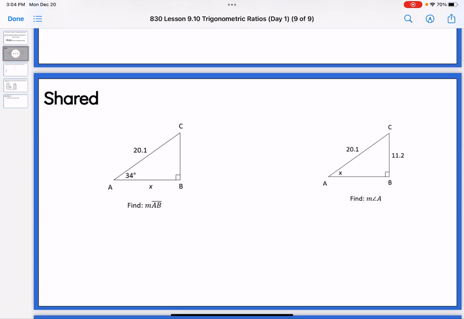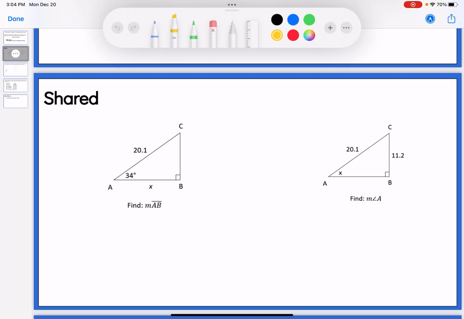So I have two different triangles here, very similar, but with different information given to us in the problem. So notice here in the triangle on the left, so I am looking at this one right here. Get that one drawn in your notes. Notice that segment AC is 20.1, angle A is 34 degrees, and I am trying to find the measure of segment AB. Also pay attention that I do have a right angle in here, because remember, you cannot use a trig ratio unless you have a right triangle, and I do have a right triangle, so that's great news.